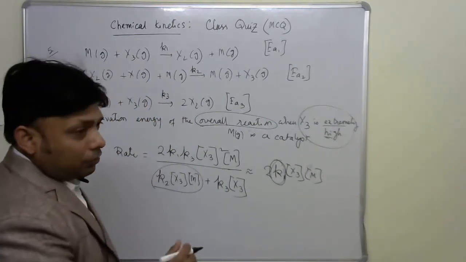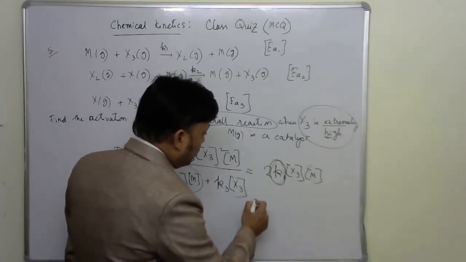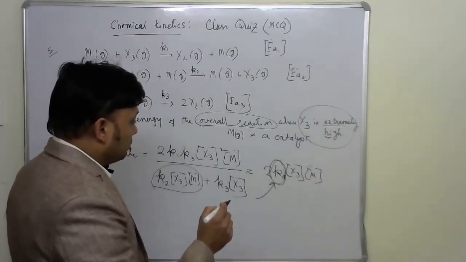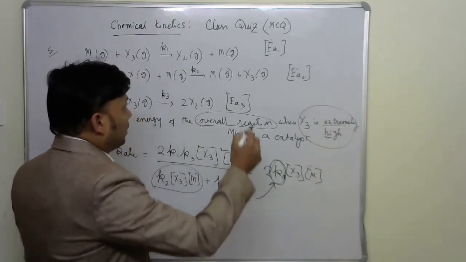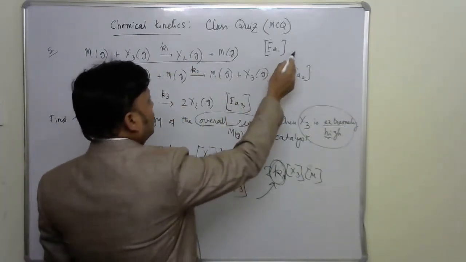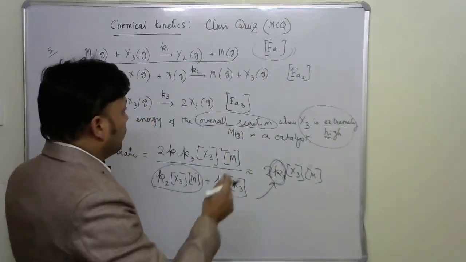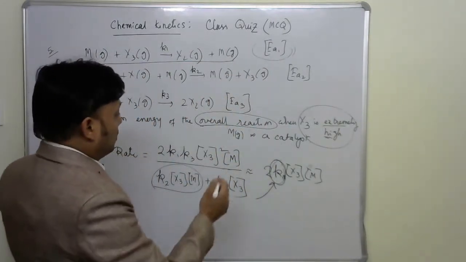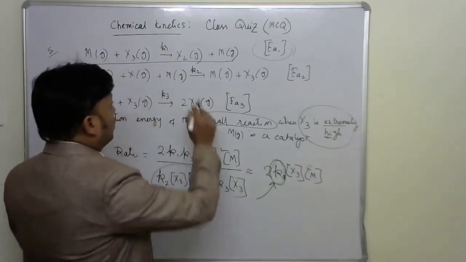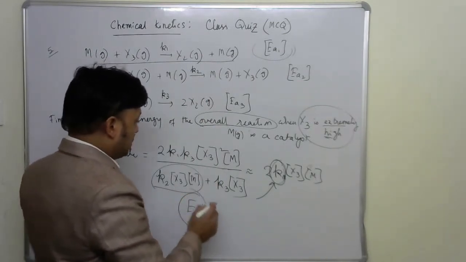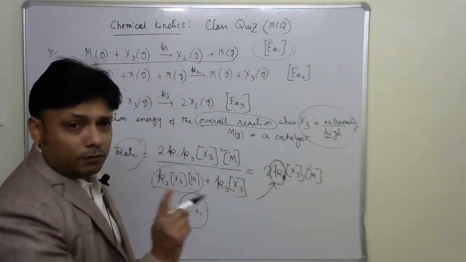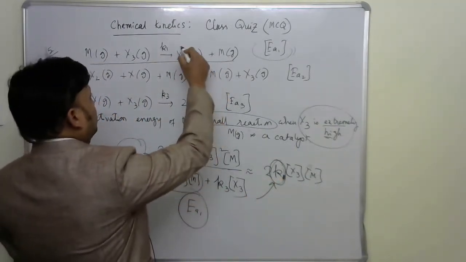Therefore, if we talk about the activation energy, the activation energy according to the Arrhenius equation would depend on k1. k1 is related to the first step where the activation energy is EA1. So given the choices, the correct answer would be EA1, the activation energy corresponding to the first step, since the overall rate is governed by the rate constant of the first step.